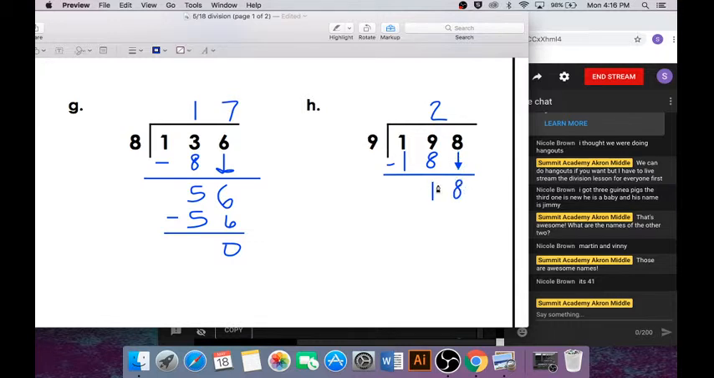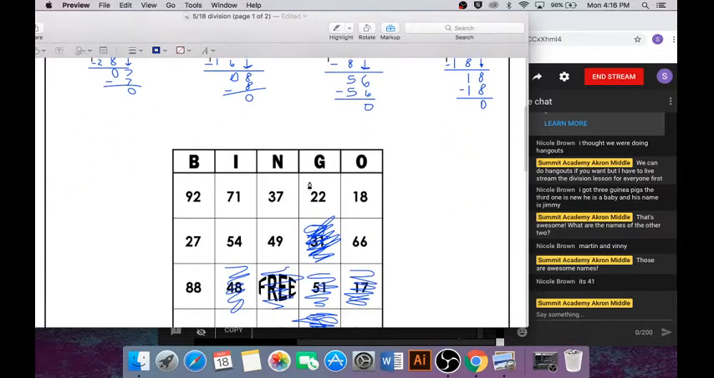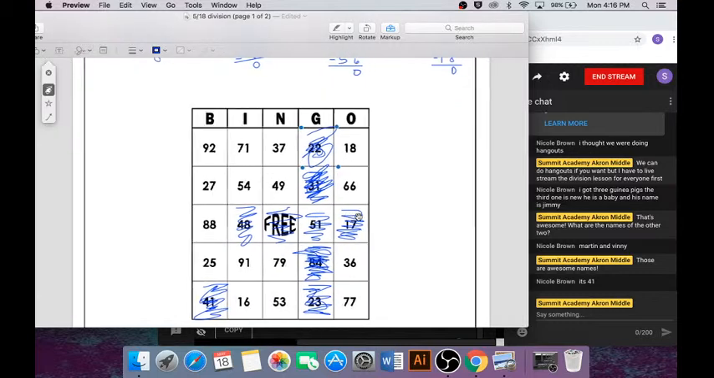Now we need to see how many times 9 goes into 18 without going over. 9 can go into 18 2 times without going over. 2 times 9 is 18. And 18 minus 18 is 0. So we're going to find 22 on our board. It's right here. So our bingo is straight down G.